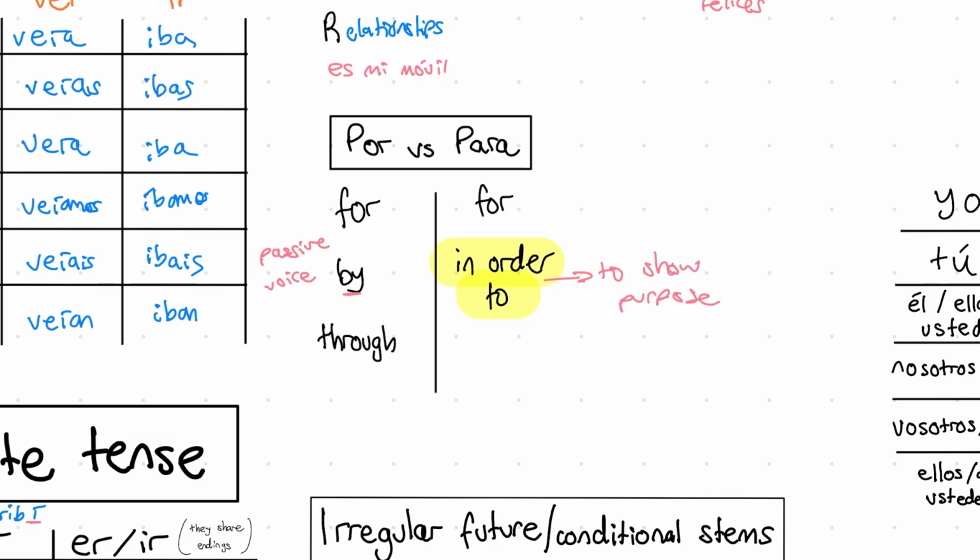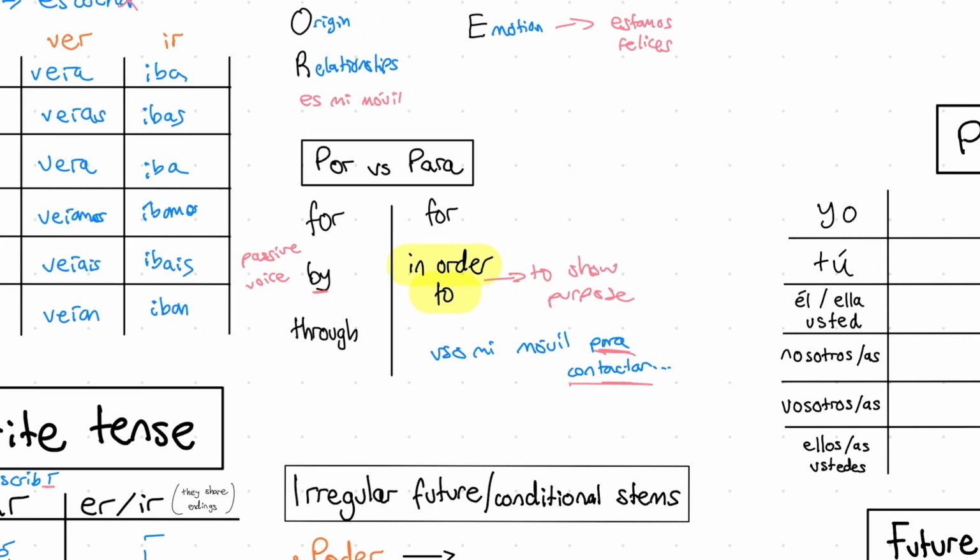So an example I often give is uso mi móvil. So uso is the present tense, I use. Uso mi móvil para contactar whatever. You can finish the sentence however you want. But I'm adding extra information to the original sentence using para, so in order to contact. We're going to see para before a lot of infinitives in these sorts of sentences describing or giving information.